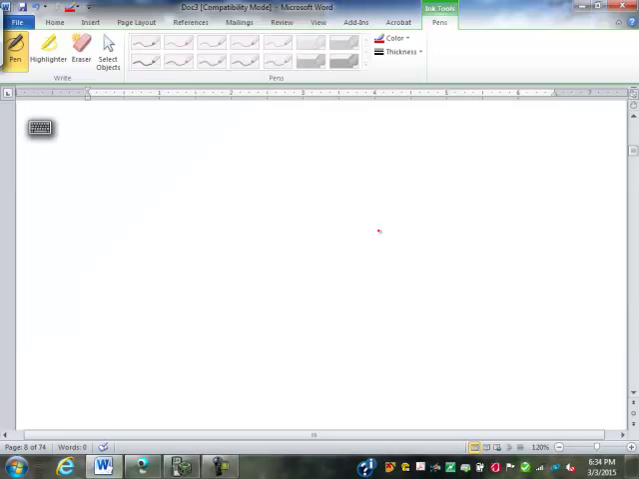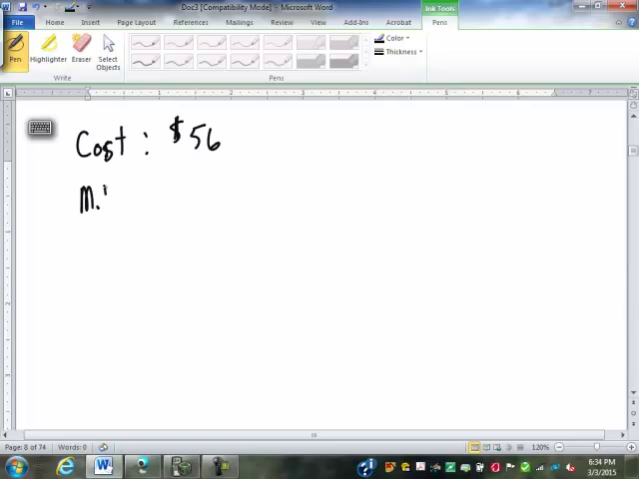So just a quick review, recap. We've had two types of markup. If I give you the cost of an object is $56 and the percent markup is 30% based on selling price, I want you to find the selling price. I want you to do that one quick.